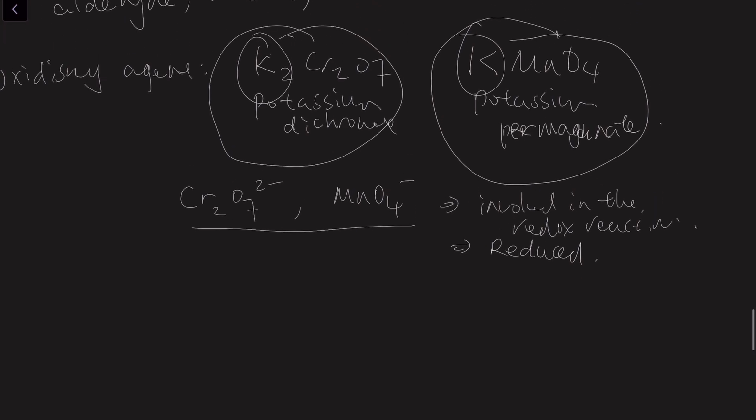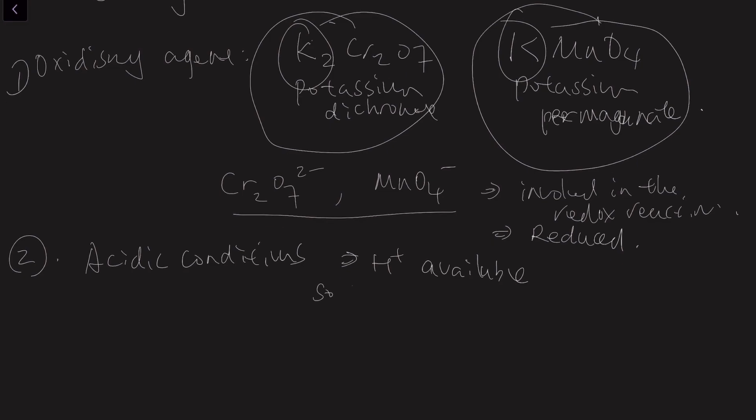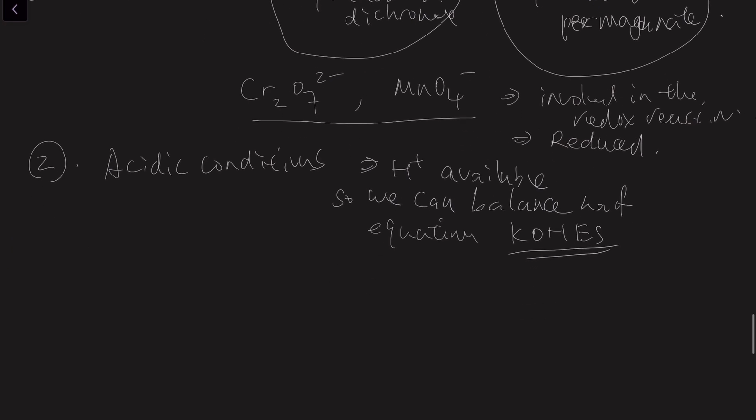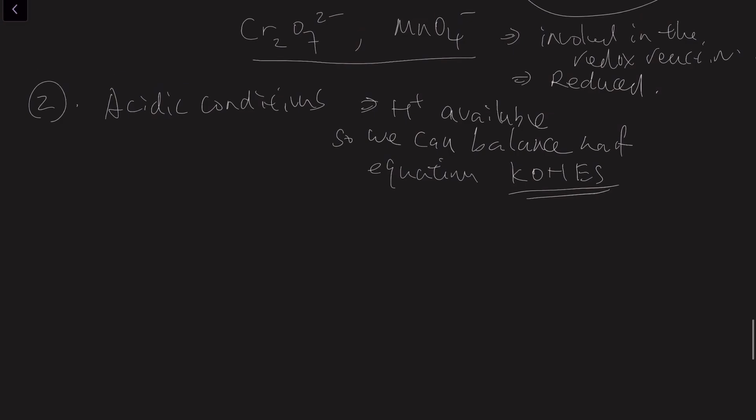So this is one of the conditions. The other condition is we require acidic conditions. This ensures we have the H+ ion available, so we can balance the half equation using the Cohl's rule. I have already covered this rule in the redox reaction video.